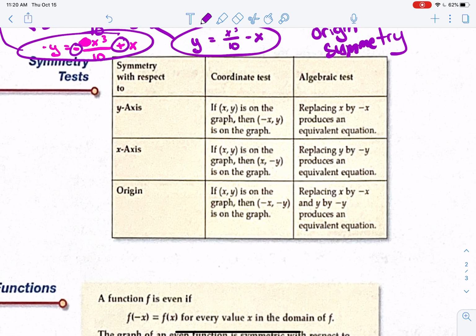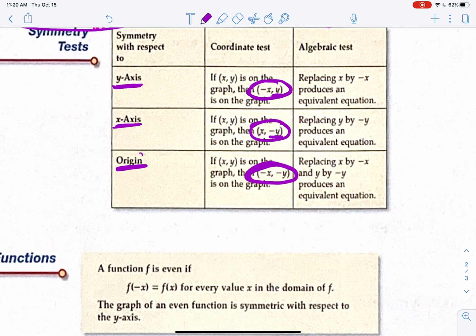So symmetry tests, this is just kind of a summary. When you're doing y-axis symmetry, you plug the negative in for the x and the y stays the same. For x-axis symmetry, you plug negative y in and leave the x the same. Origin symmetry, you plug a negative in for both. And you look to see if it becomes the original function, okay?